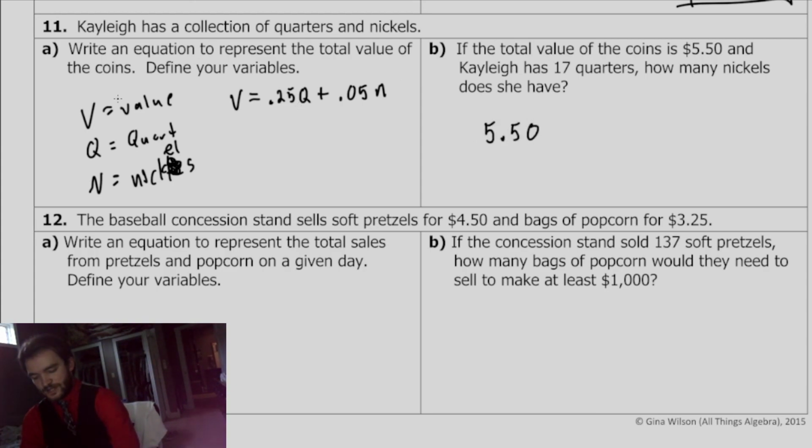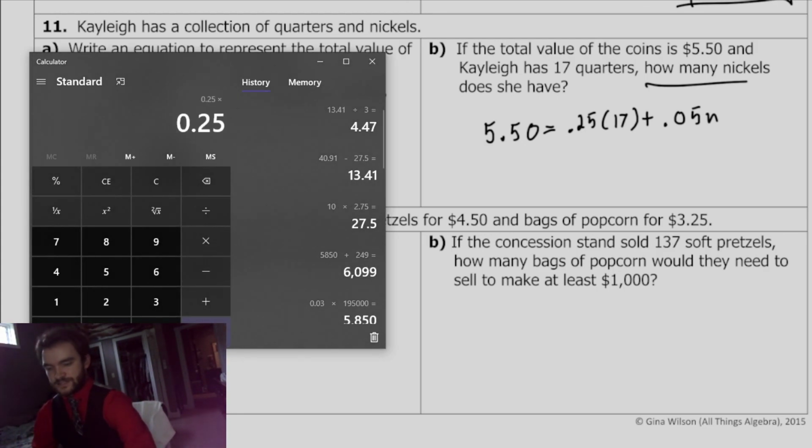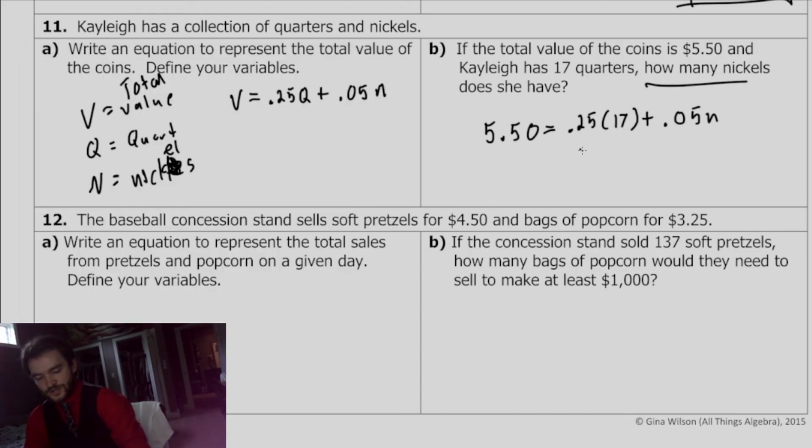Wonderful. If the total value of coins is $5.50, so total value, $5.50, and Kaylee has 17 quarters. That means 0.25 times 17 plus, we do not know how many nickels, but we want to figure out how many nickels she has. So 0.05N. Now, all I'm going to do is take 0.25 times 17 to figure out how much her quarters are worth. Of course, it's 4.25 equals $5.50 plus 0.05N. I'm going to subtract 4.25 over to here.